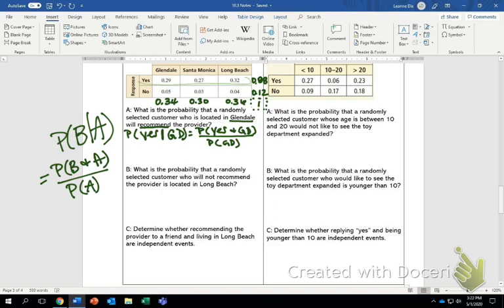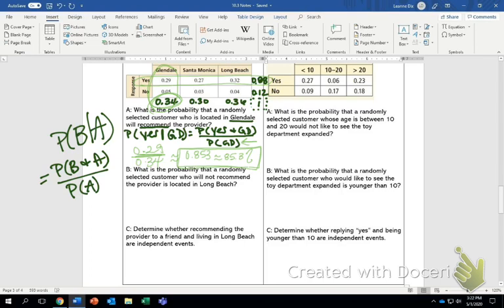So I have yes, actually I'll extend it. I've got my yes information, and I've got my Glendale information. My numerator should be where my two circles intersect. So it should be 0.29 over, and then my total of my denominator. So my Glendale information, the total, is down here at the bottom, 0.34. So if I type that into my calculator, it's going to be approximately 0.853, or 85.3%. And that is my answer.